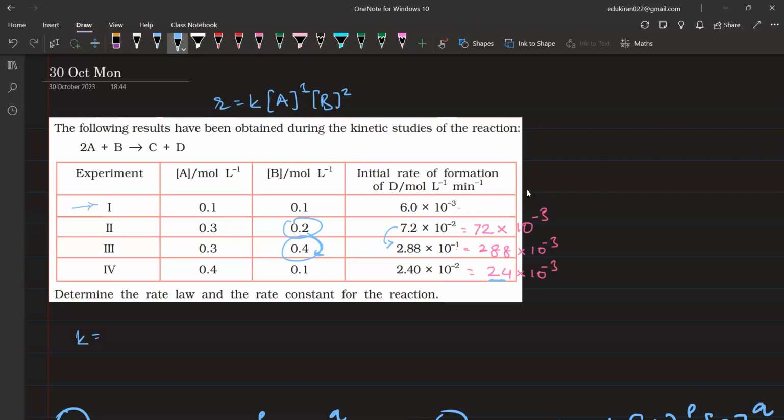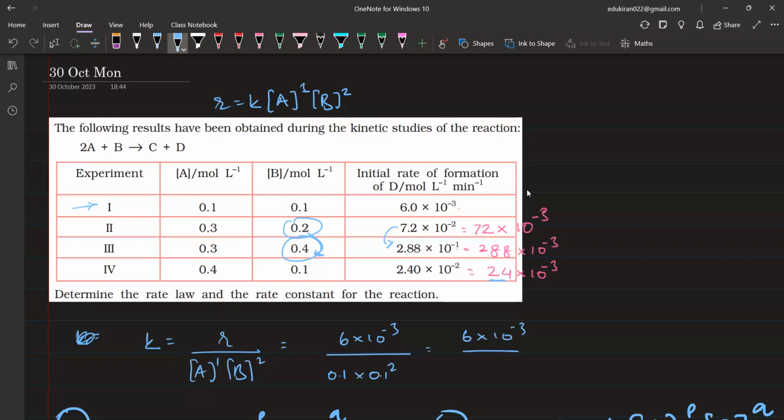So I will put it in the first experiment because it is quite easy. K is equal to rate upon the concentration of A and concentration of B, right? So A to the power 1 and B to the power 2. So rate is 6 into 10 to the power minus 3 divided by 0.1 into 0.1 squared. This will be equal to 6 into 10 to the power minus 3 upon 10 to the power minus 3. This will be equal to 6. Now here one thing will come, that will be the unit of rate constant.